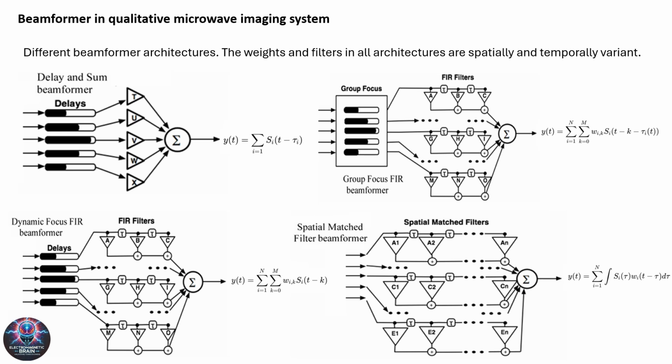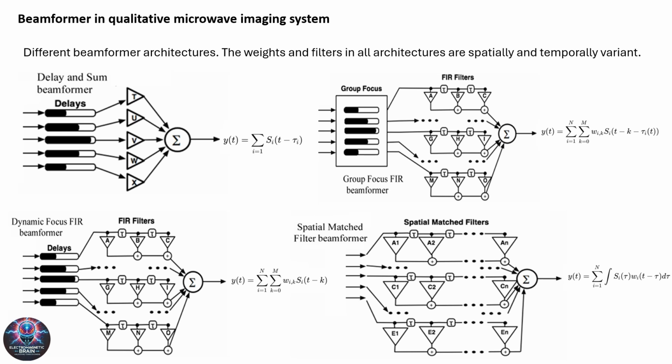Group focus FIR beamformer architecture enhances the basic delay and sum method by applying finite impulse response (FIR) filters to the signals. The filters help control the focus across groups of signals, improving the system's ability to focus on specific regions. The FIR filters and beamforming weights vary spatially to target different groups of regions within the brain. Temporally, the filters can adapt to shifting focus areas or changing conditions, such as moving blood or tissue. Useful for improving spatial resolution and focusing on specific groups of tissue. It allows the imaging system to handle more complex scenarios than delay and sum.